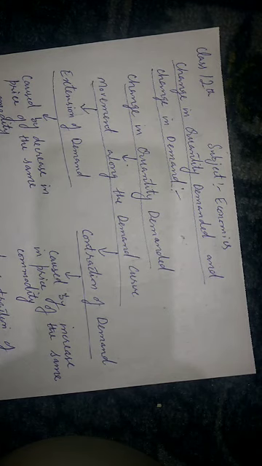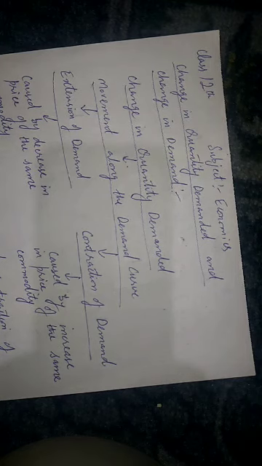We can say that a movement along a demand curve takes place when there is a change in the quantity demanded due to a change in the commodity's own price. When due to change in its own price the quantity demanded of a commodity changes, it's expressed by different points on the same demand curve. So it's called movement along a demand curve.